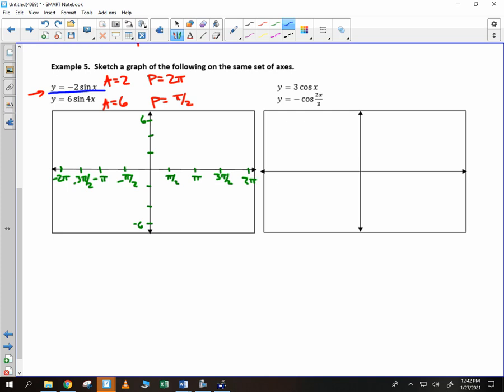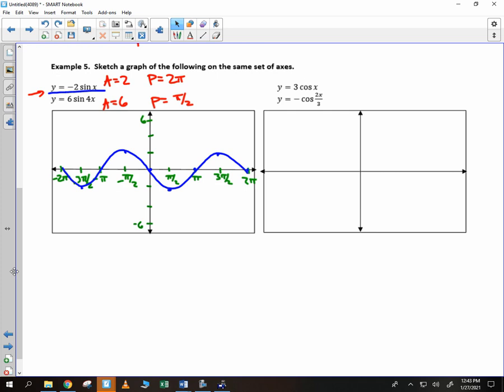Now, I'm going to do the top one in blue, and I'll do the bottom one in black. Okay, so if the top one is in blue, it's negative 2 sine, so I'm going to start here, and then I'm going to drop to negative 2. Back up, and down. I'm going to do that same thing on the other side.